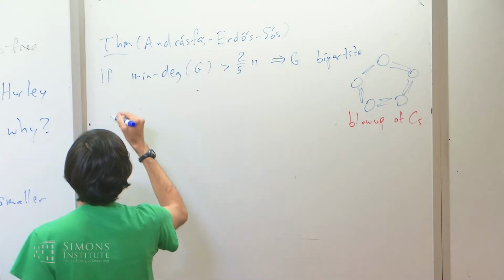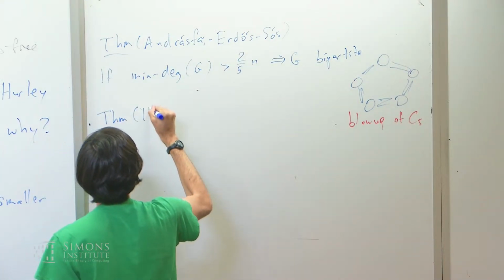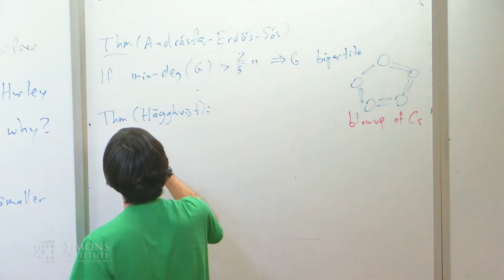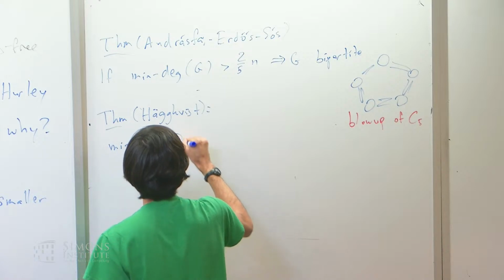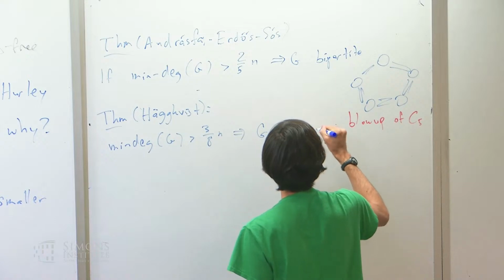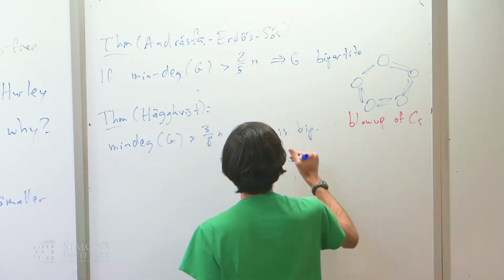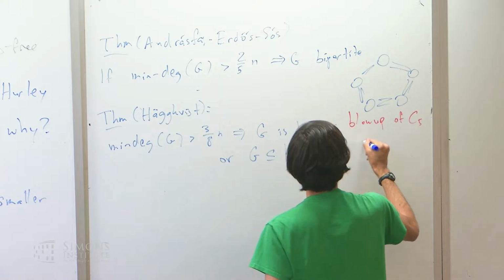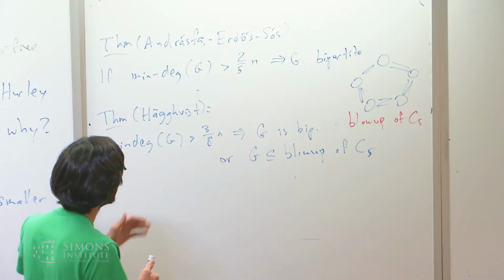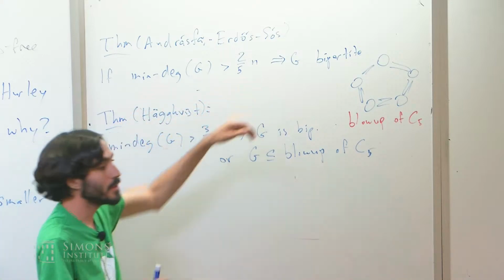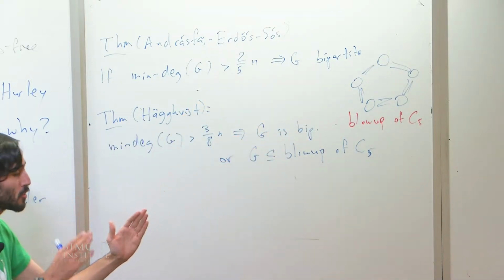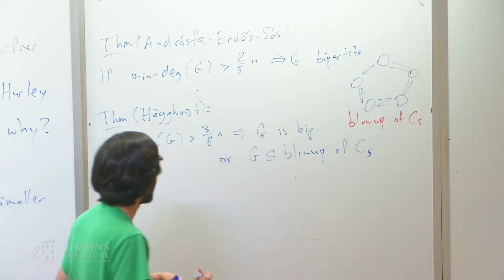But then there's an extension of it, or a follow-up, which is a theorem of Häggkvist, which says that if the minimum degree of G is greater than 3/8 times n, then G is bipartite, or G is a subgraph of a blowup of C5. In other words, if your minimum degree is above 2/5 n, then the only structure you could have is bipartite. At 2/5, this new structure appears, but that's the only structure for a while until 3/8. At 3/8, another structure appears.